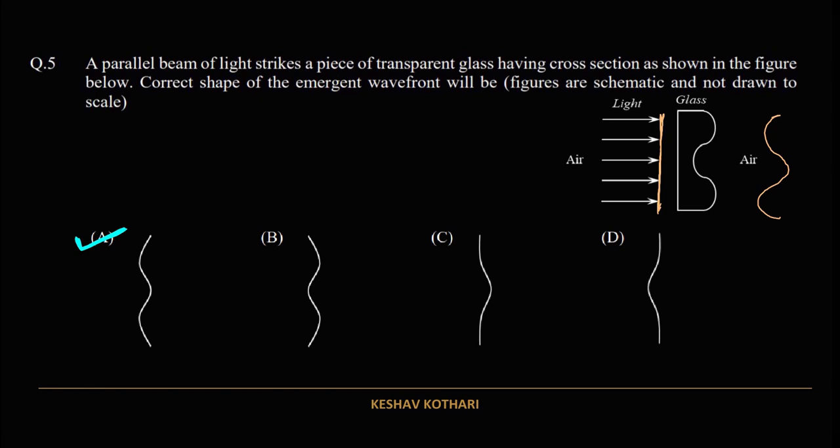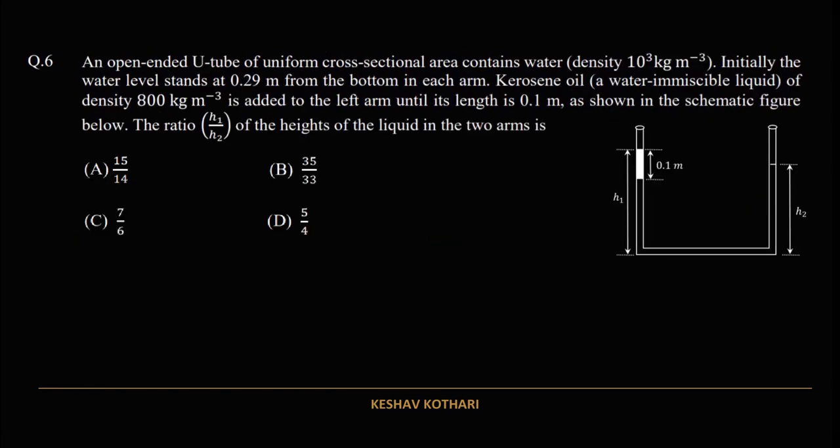Let us move to the next problem. An open-ended U-tube of uniform cross-sectional area contains water, density 10 to the power 3 kg per meter cube. Initially, the water level stands at 0.29 meter from the bottom in each arm. Kerosene oil, a water immiscible liquid of density 800 kg per meter cube, is added to the left arm until its length is 0.1 meter as shown in the schematic figure below. We have to determine the ratio of H1 by H2 of the height of liquid in the two arms.